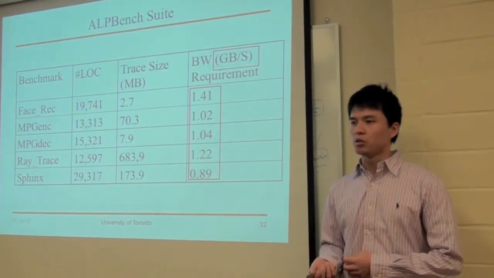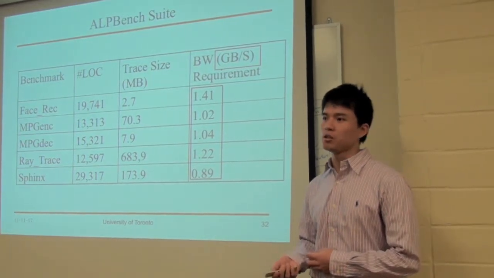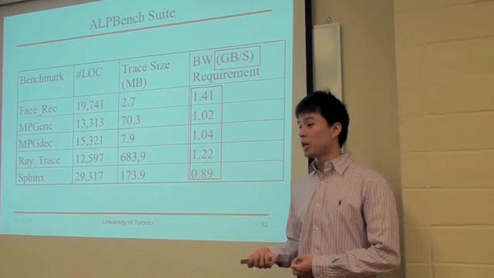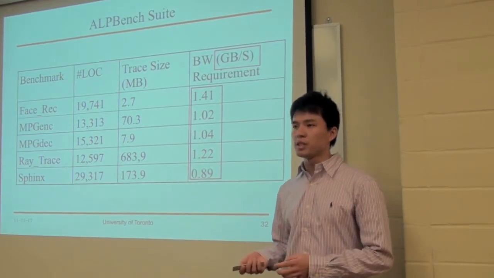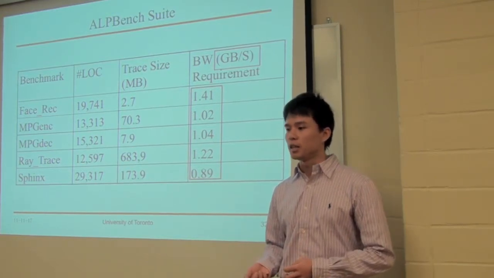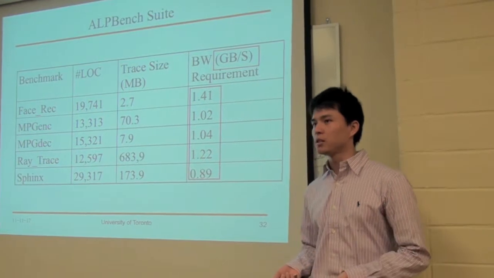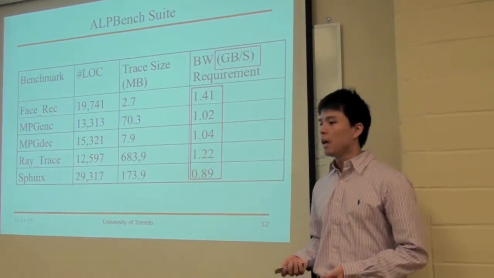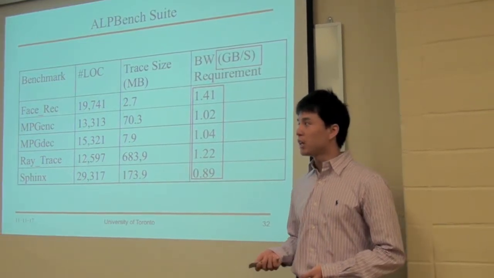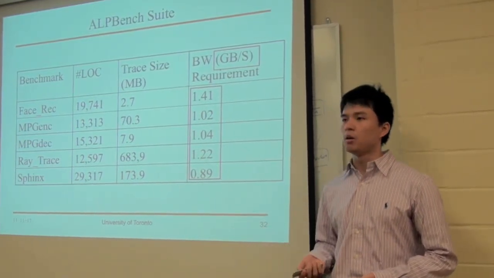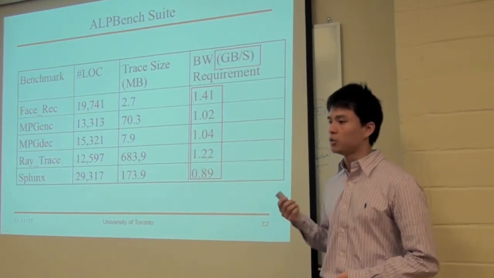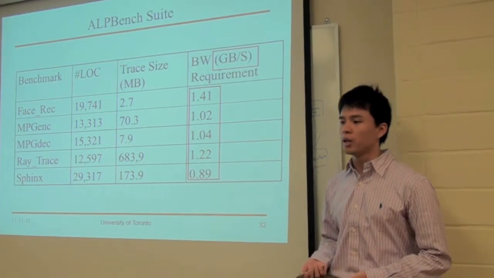The ALPBench suite of parallel multimedia applications is selected as the source for the accelerated workload. This application suite includes image processing in the form of face recognition, MPEG-2 video encoding and decoding, graphic processing in the form of ray tracing, and audio processing in the form of voice recognition. The second column of the table shows the number of lines of code, which indicates the complexity of the application. And the last column shows the bandwidth requirement, which is quite high.